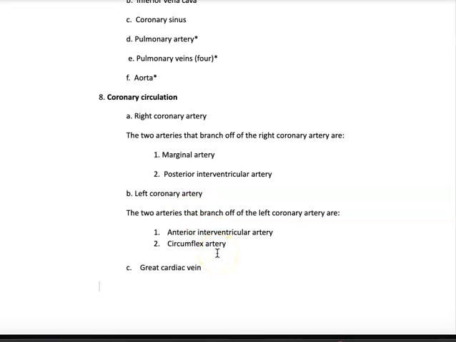So the heart delivers blood to itself through these coronary arteries. That blood then ends up being deoxygenated. It then has to go back to the right atrium. Most of it will go back through the great cardiac vein. The great cardiac vein is then going to dump into that coronary sinus that I mentioned, and then it goes back into the right atrium.